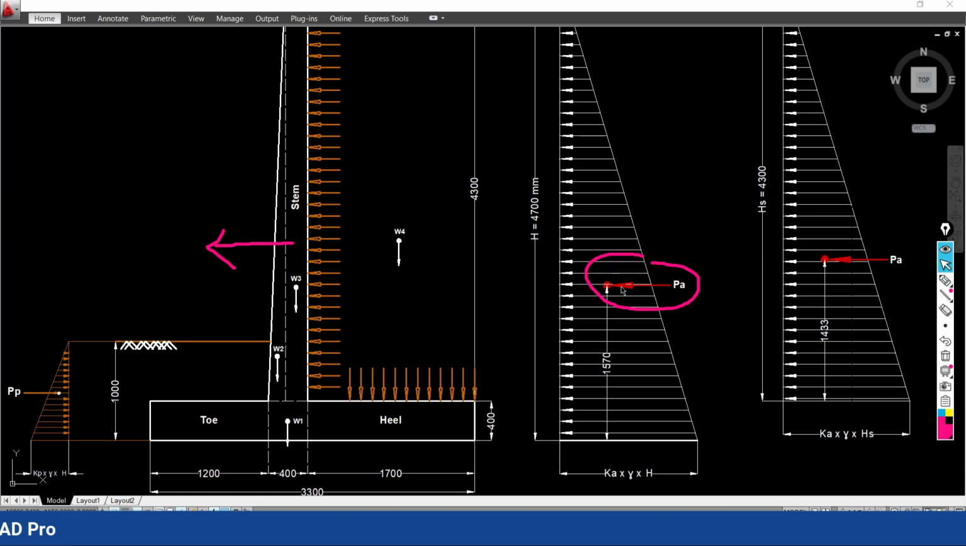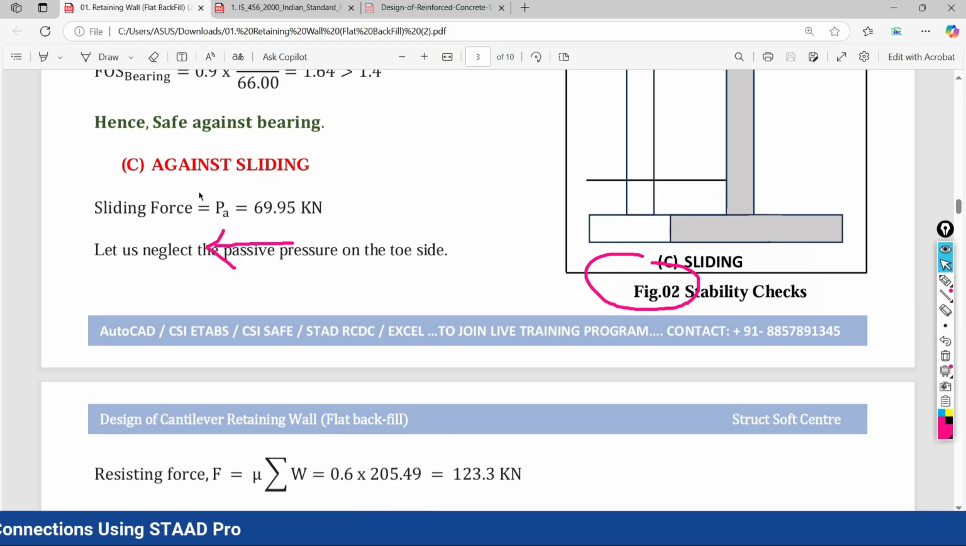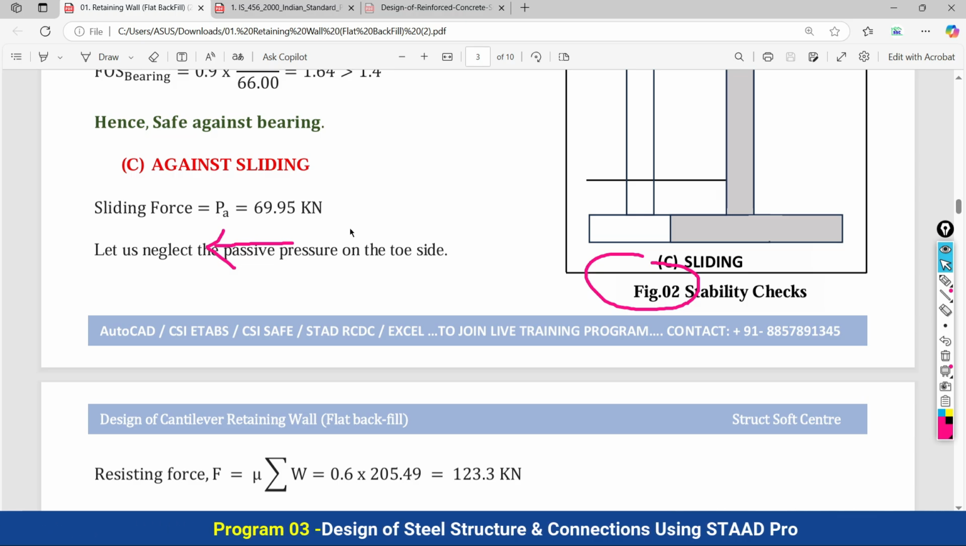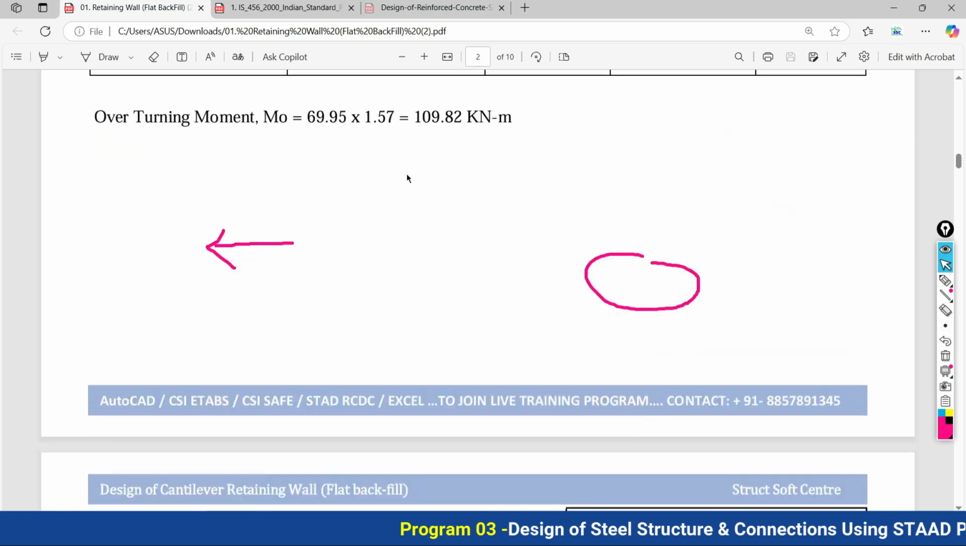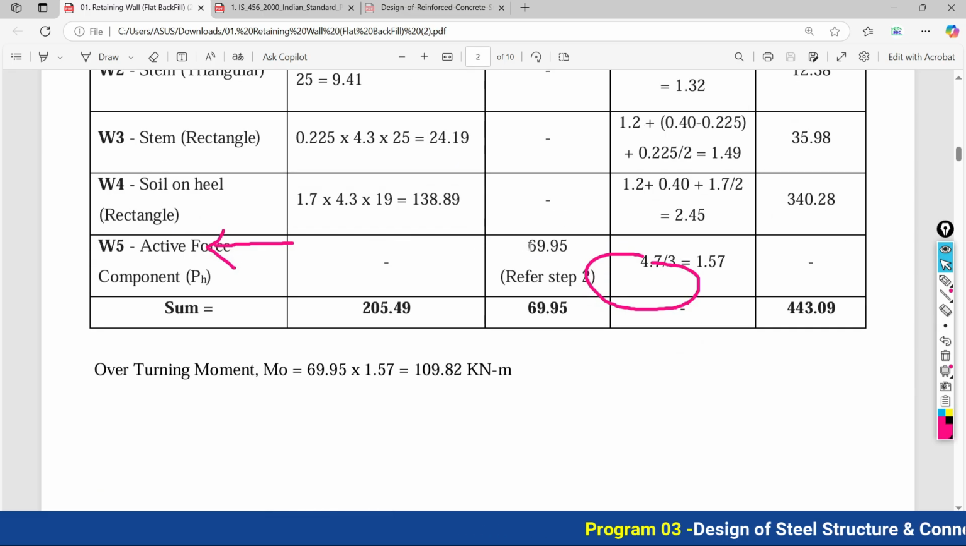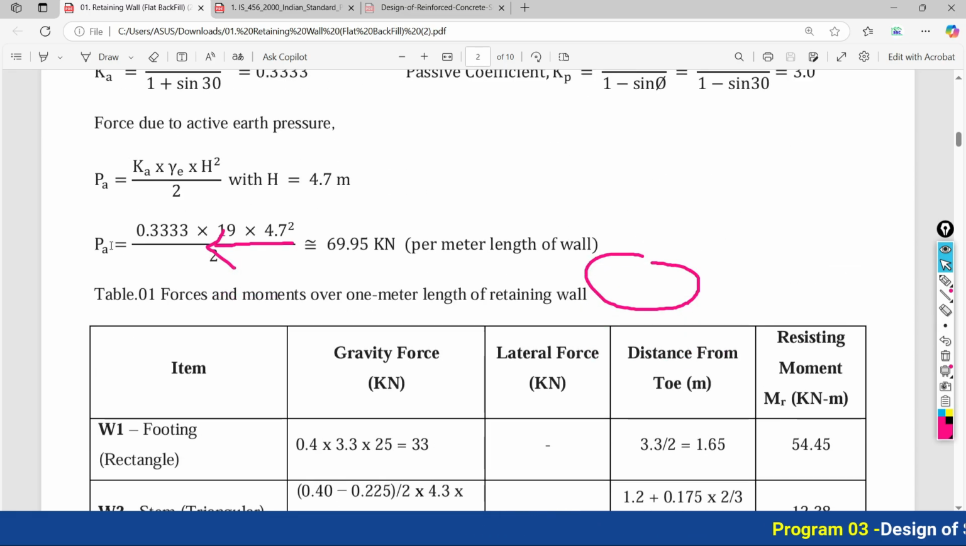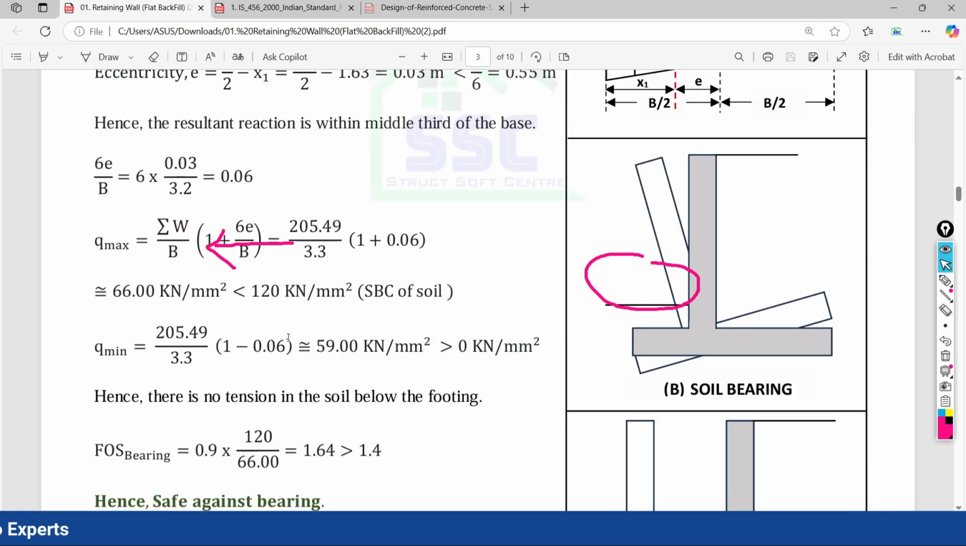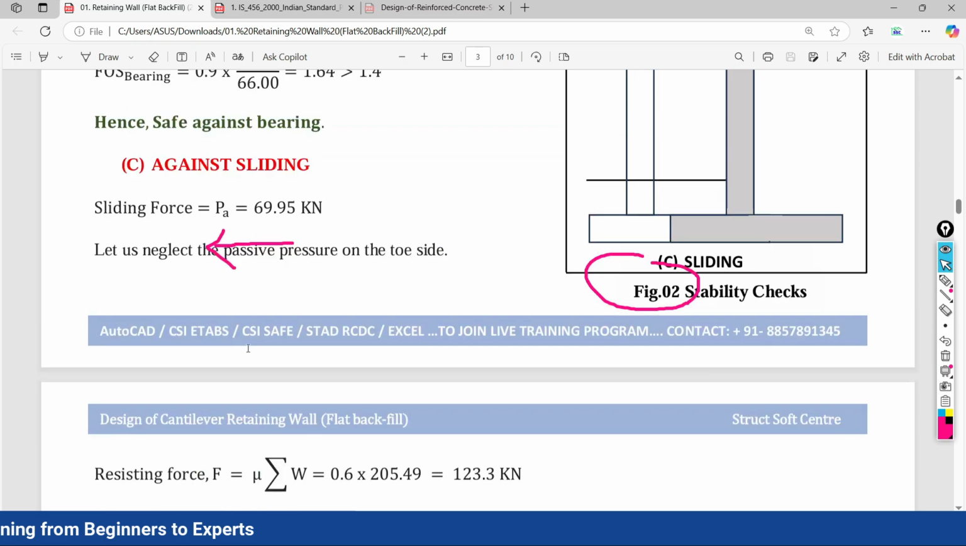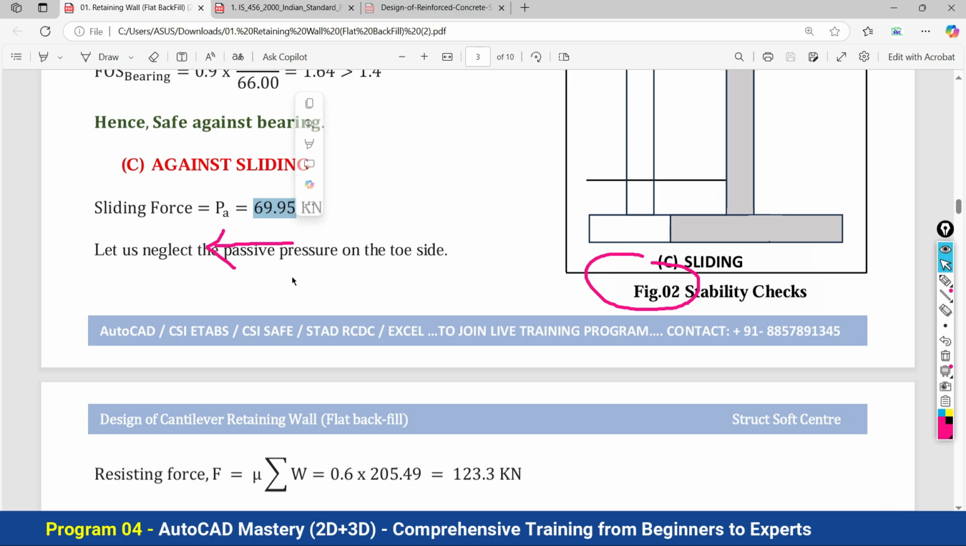So what is the lateral load? We already have calculated the lateral load, which I am going to call the sliding force. So it is 69.95 kilonewton. In our table we already have calculated this value, 69.95. Here lateral load is 69.95 kilonewton. And next, what is the resisting force? Meaning how the retaining wall can maintain its stability against this lateral load.